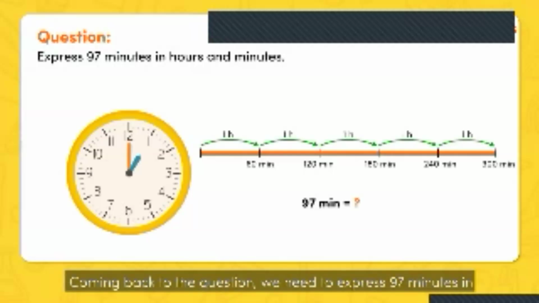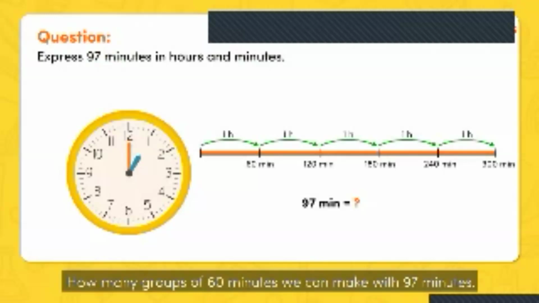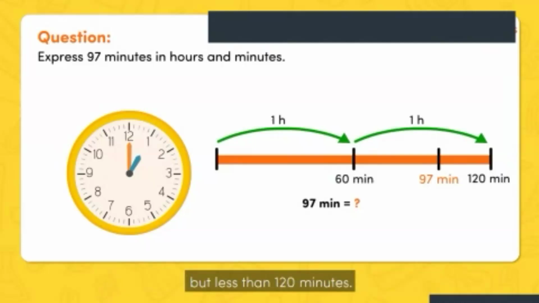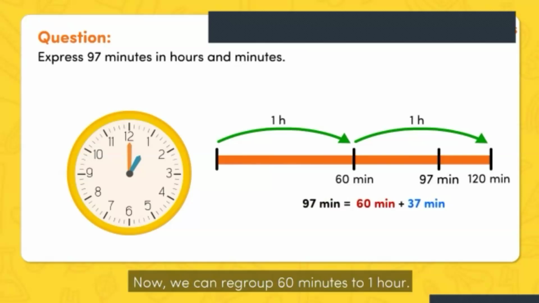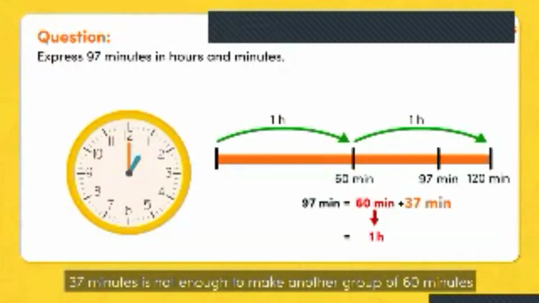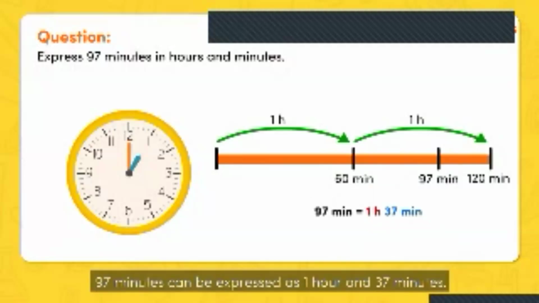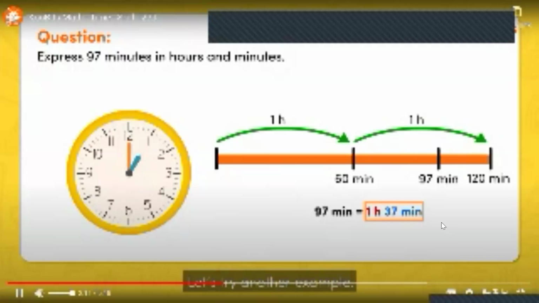Coming back to the question, we need to express 97 minutes in hours and minutes. Let's see how many groups of 60 minutes we can make with 97 minutes. We can see that 97 minutes is more than 60 minutes, but less than 120 minutes. So, we can make one group of 60 minutes in 97 minutes and write it like this. Now we can regroup 60 minutes to 1 hour. 37 minutes is not enough to make another group of 60 minutes, so we simply add it on to 1 hour. 97 minutes can be expressed as 1 hour and 37 minutes. That's our answer. So far, so good? Let's try another example.